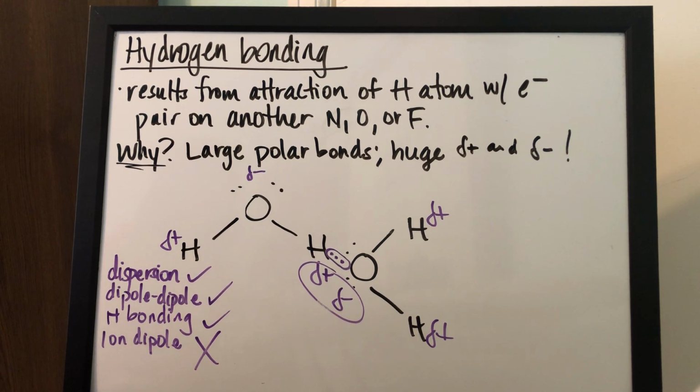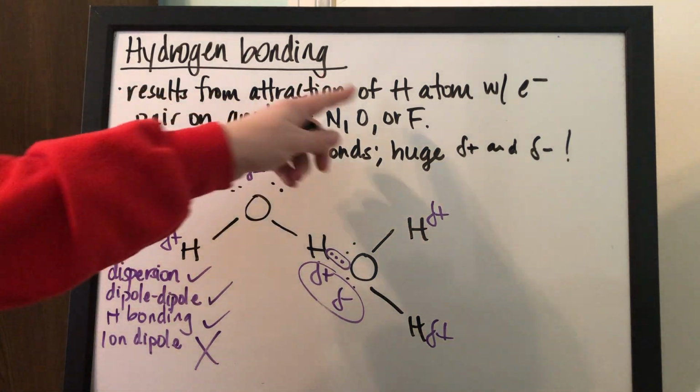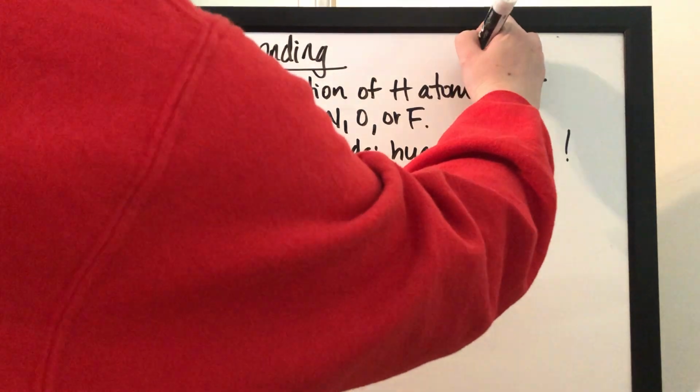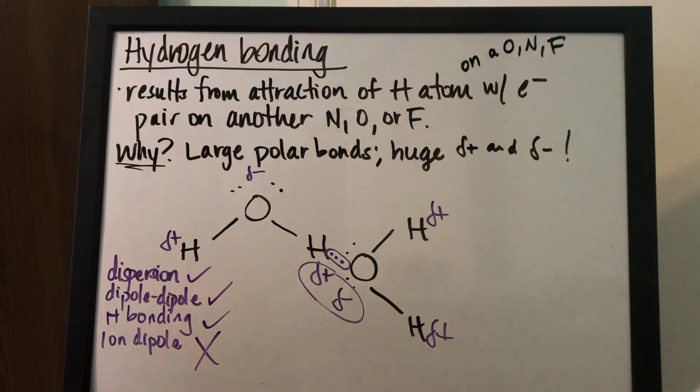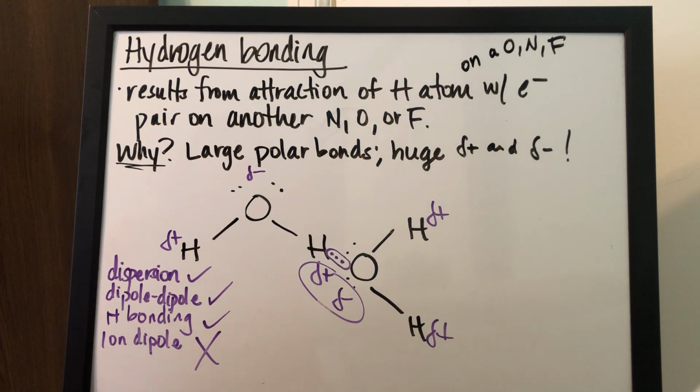So I need to amend my definition just a minute before we go on. I think I left part of my definition out upon looking at it again. So just add this into your definition. Hydrogen bonding results from the attraction of an H atom on an O, N, or an F. That's very important. I left that out. With an electron pair on another N, O, or F.